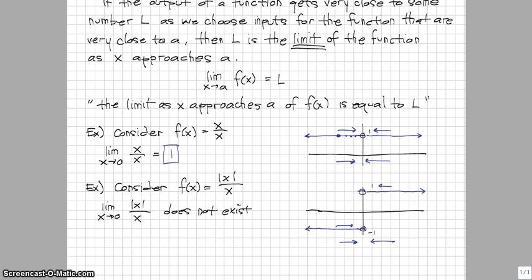It's impossible for us to say where we're going as we choose x values close to 0 because we're going to two different places depending on which direction we're talking about coming from. If we're coming from the left, we're approaching negative 1. If we're coming from the right, we're approaching positive 1. If we don't approach the same place, then the limit does not exist.